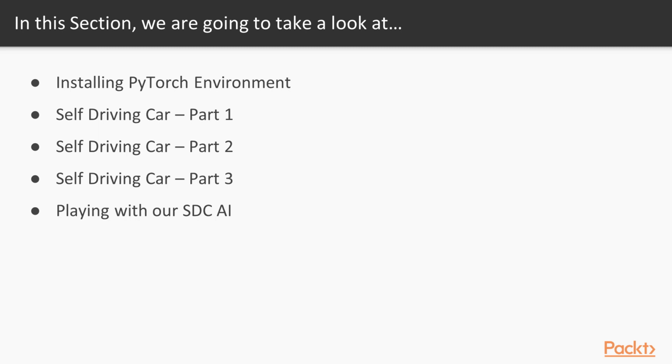Then in the first part of our self-driving car application, we will create a KV file, that is car.kv. Then in the second part, we will build our map Python file. And in the third part, we will build the artificial intelligence of our application, that is the AI.python file. And in the last lecture of this section, we are going to play with our SDC AI.